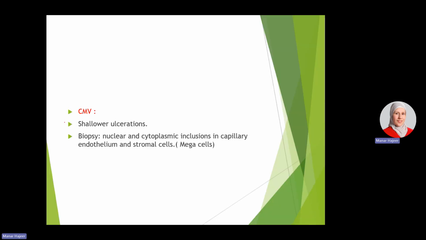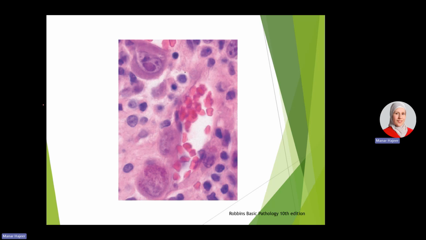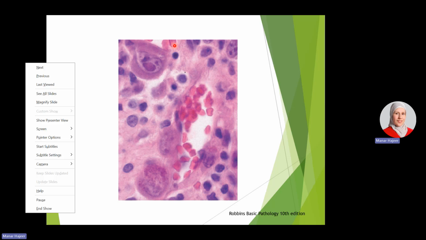Cytomegalovirus infection is characterized by shallower ulcers, not punched out ulcers, and the biopsy will show both nuclear and cytoplasmic inclusions. The infection is usually in the capillary endothelial cells and in the stromal cells. These cells will appear very large, megacells. That's why the virus is called cytomegalovirus. As you can see here, this cell has nuclear inclusions.